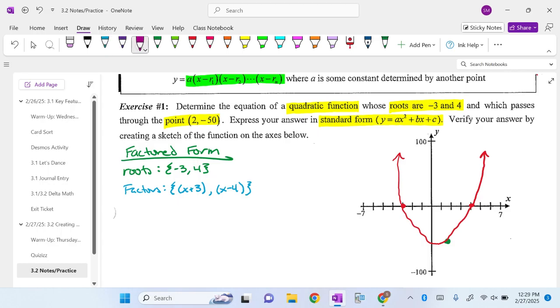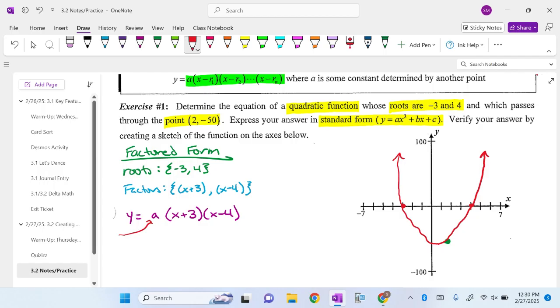So if we were to write this in factored form, we get y equals a times x plus 3 times x minus 4. Now, the reason we put a in front of it is because, remember, there's always a constant, or we hope that there's a constant, but we have to figure that out. That's where this a value comes in. Until then, you can't say that the function is just x plus 3, x minus 4, because we have to make sure there's no scalar, or if the a value is just 1.